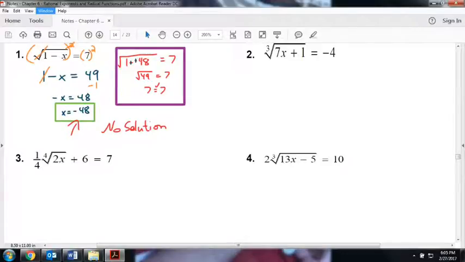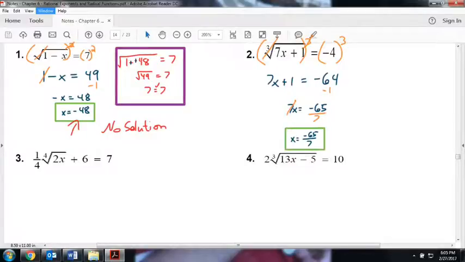Okay, number 2. To get rid of a cube root, you raise it to the third power. You cube it. Those cancel out, and you're left with 7x plus 1 equals negative 64. Negative 4 times negative 4 times negative 4 is negative 64. From here, subtract the 1, so 7x equals negative 65. Then we'll divide by 7. So x equals negative 65 divided by 7, which looks like a funky answer, but if that's what you got, that's correct.